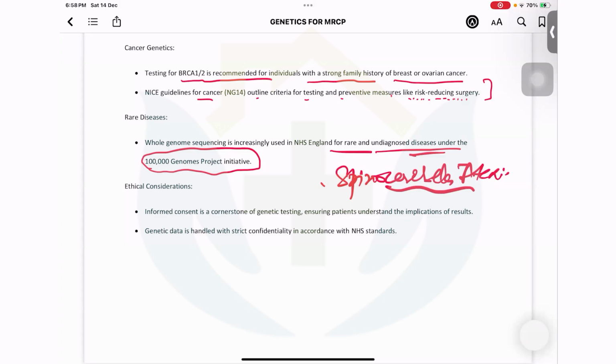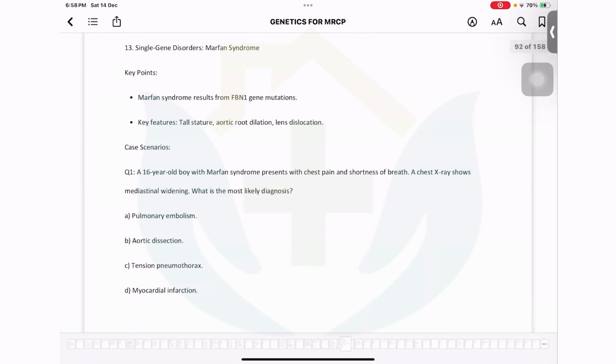Such high level genome sequencing is being done for diseases that do not have treatment now and have a genetic basis. They are extensively sequencing their genomes so that they can be prevented. So you need to know these things, although only 3 or 4 questions will come, but definitely they will come. So you need to be prepared for them. Now we will go through some important conditions which are genetics related.